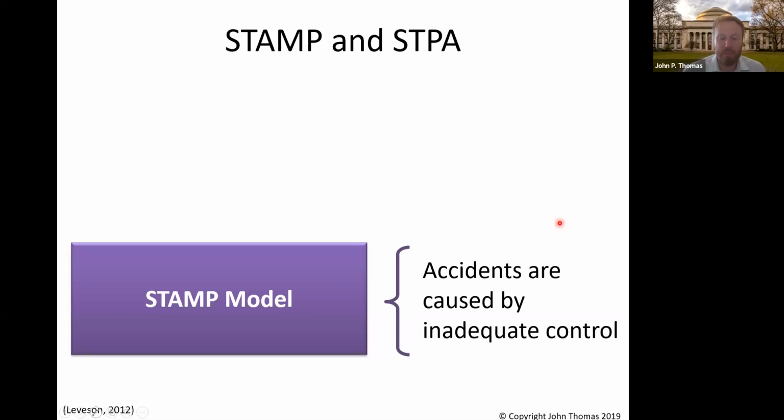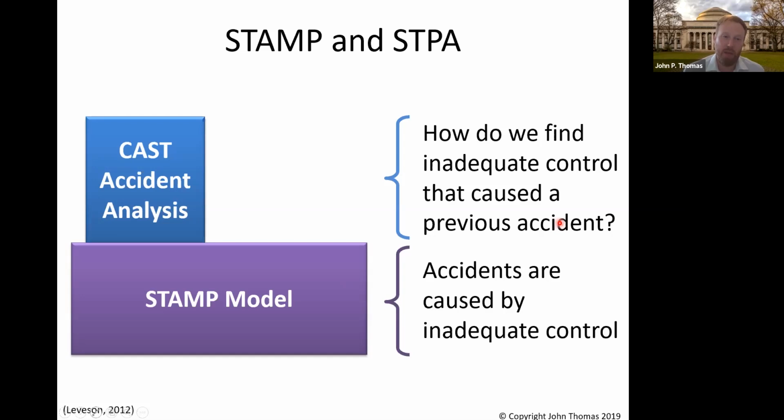We need methods if we're going to apply this to a system. So we've got some methods. One is called CAST. We'll hear more about this later this week. This is a method for applying it to an accident that happened in the past and figure out exactly what caused the accident and get a deep understanding of what went wrong. You'll see more about that later.